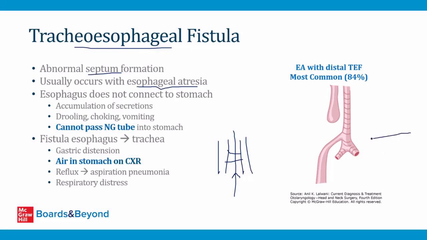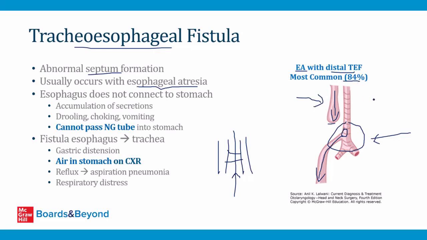So let's look at this cartoon on the slide here. This is the most common form of tracheoesophageal fistula. It involves esophageal atresia, meaning the esophagus does not fully develop, and so you can see it stops here, ending in a blind sac. And then you also have a fistula where the distal portion of the trachea is connected to the esophagus that goes down to the stomach. So this is an esophageal atresia, that's this portion right here, together with a distal tracheoesophageal fistula, that's this section right here. And it's the most common form, 84% of cases, of tracheoesophageal fistula.